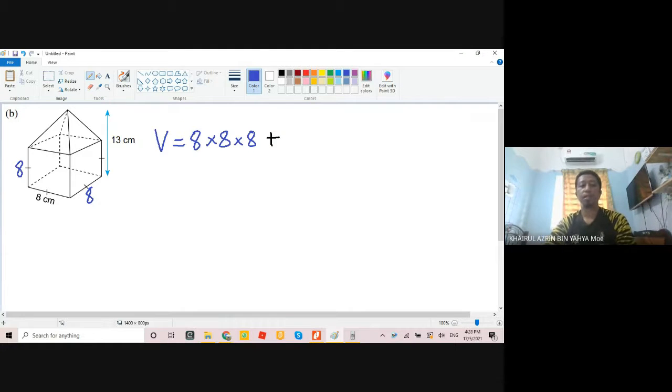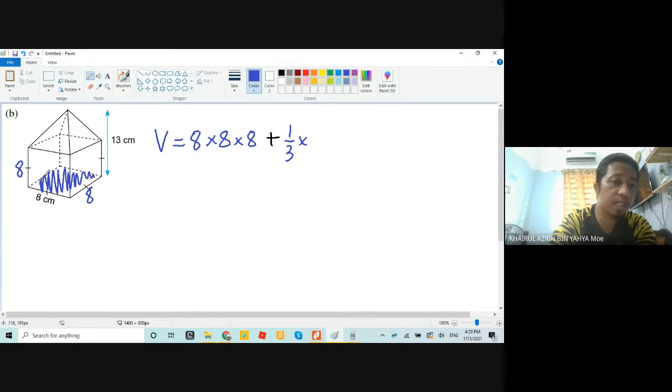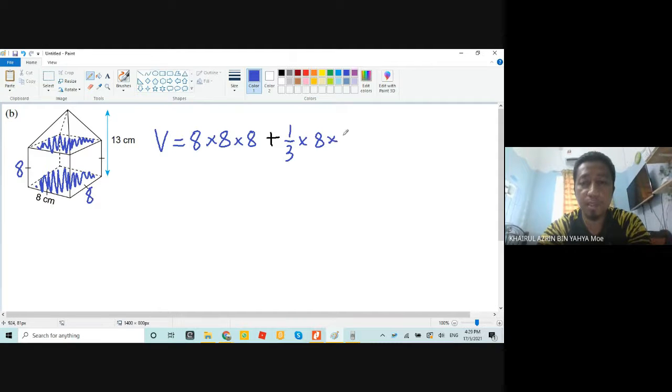Volume for pyramid, the formula is 1/3 times base area. Base area is this one. This is the base area for the pyramid, same as this one. Same area. So the base area is actually 8 times 8, or 8 square. And then multiply with h, the height.